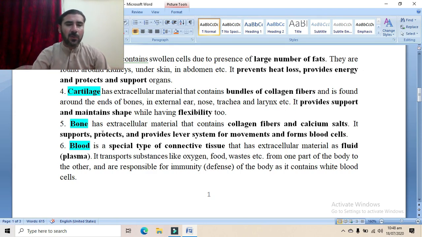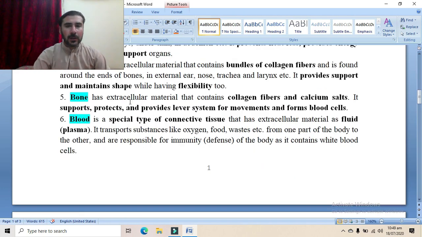It provides support and maintains shape, while having flexibility too. They are comparatively stronger and harder, but they have some flexibility as compared to the bones. Now remember, the normal connective tissues are the softest tissues. As compared to these tissues, the cartilage is comparatively harder, and the hardest tissues are those of bones.